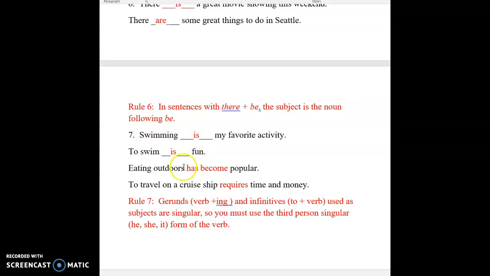All right, so notice here, swimming is my favorite activity. To swim is fun. Eating outdoors, that again, you've got a gerund subject, has become popular. So you're going to use the he, she, it, or third person singular form. Okay, if you could master this, you'd pretty much master subject verb agreement, and I hope it's helpful.